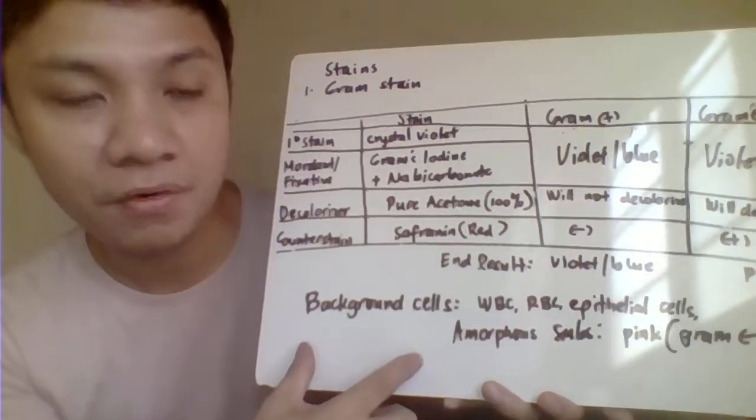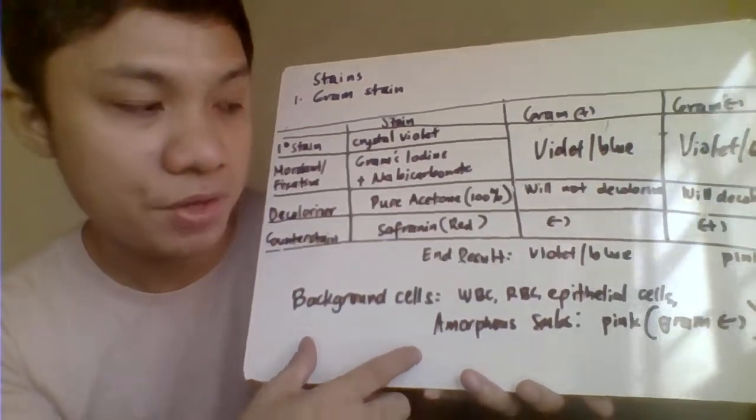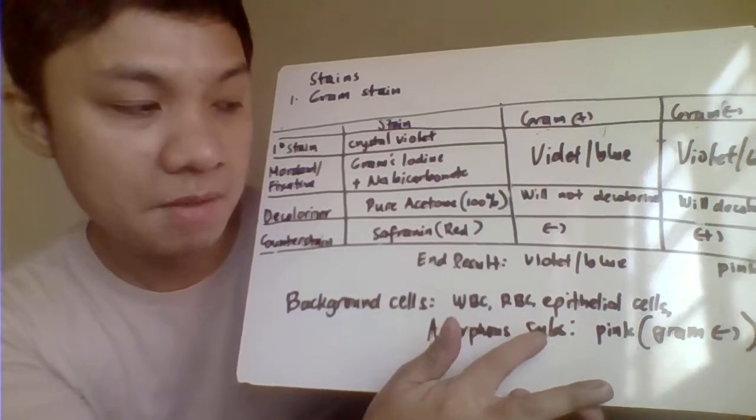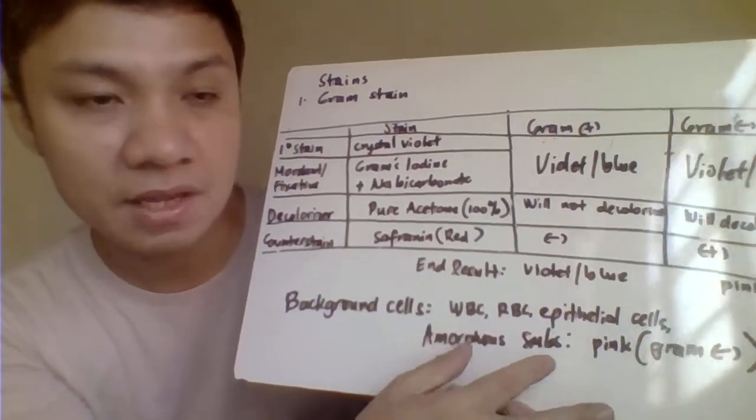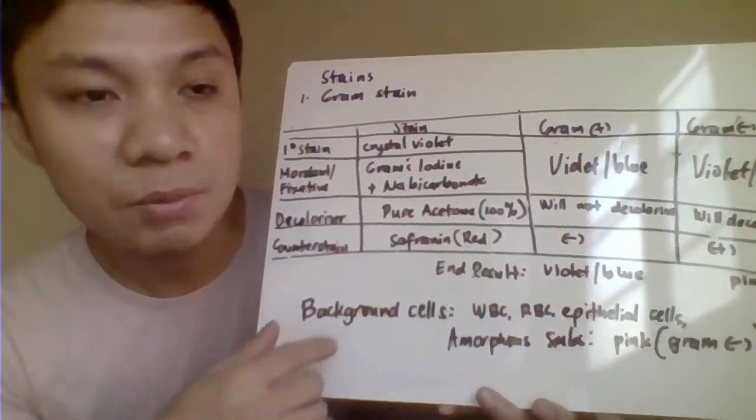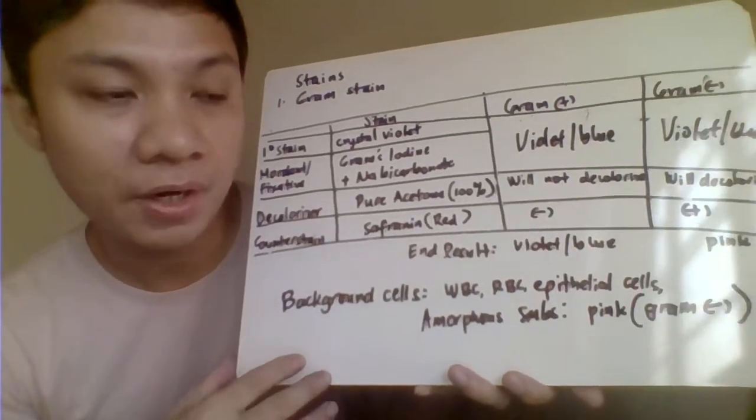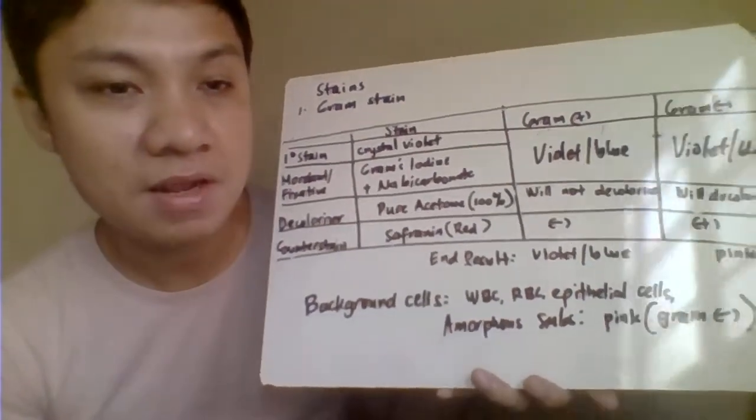How about the background cells, for example your WBC, your RBC, your epithelial cells, and even your amorphous substance? They will stain pink in color, and they are assumed to be gram-negative.